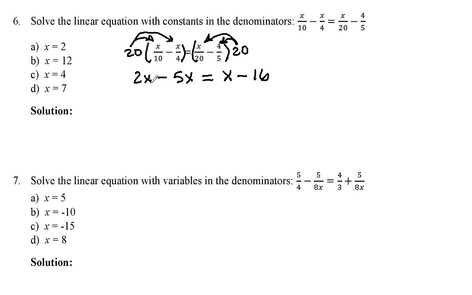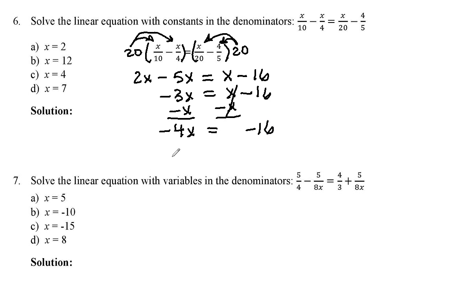And let's go ahead and combine our like terms on the left. So that gives us negative 3x is equal to x minus 16. We want our x terms on the left because this is a linear equation, so subtract x on both sides. These cancel out. We are left with negative 4x on the left-hand side equals negative 16 on the right-hand side. And now we want to divide off that coefficient of negative 4 on both sides. These cancel. x is negative 16 divided by negative 4 is positive 4. And that is choice C.